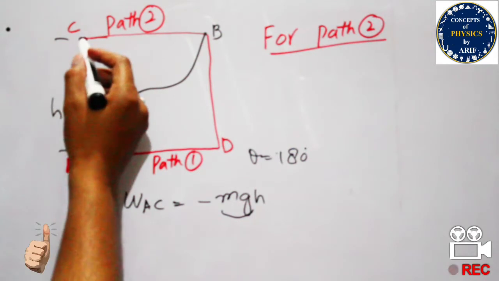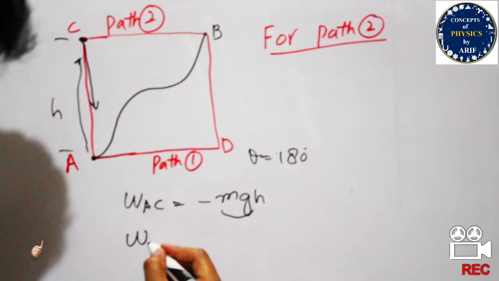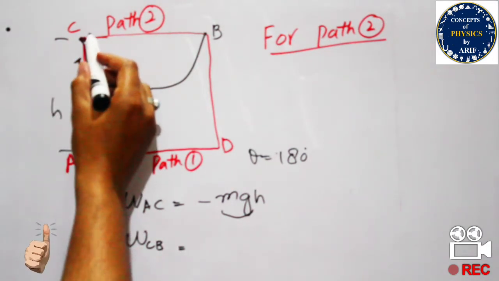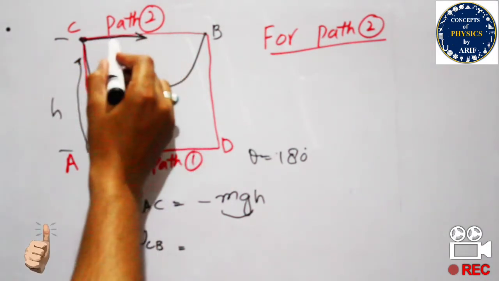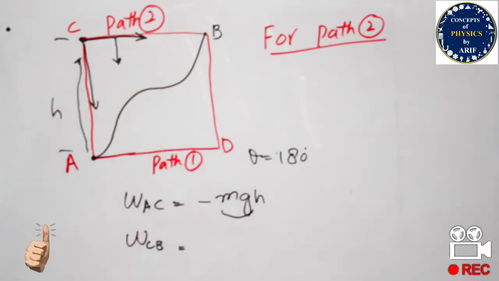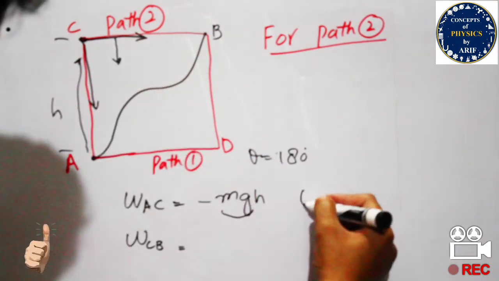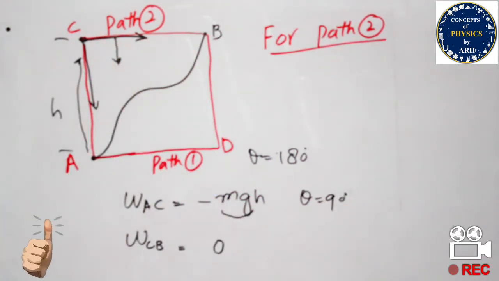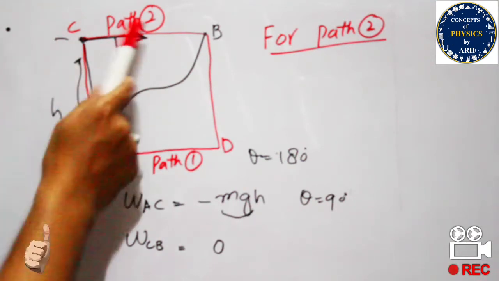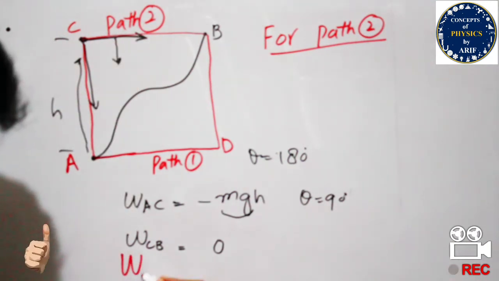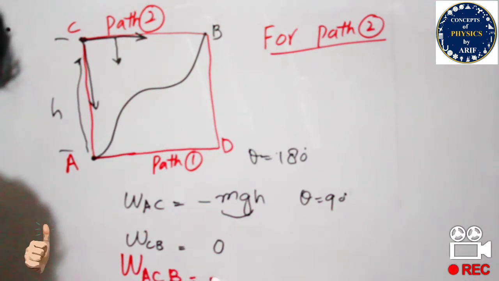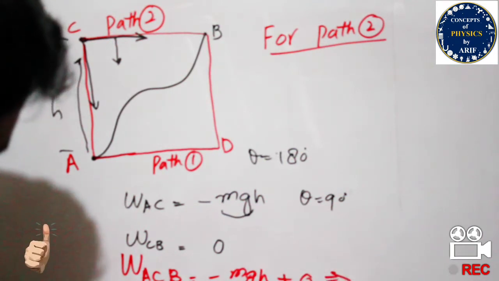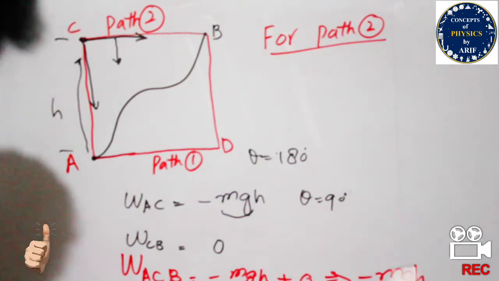But in the case of work from C to B, W_CB is equal to 0, because the body is moving in the rightward direction, but the gravitational pull is in the downward direction, so theta is 90 degrees and the work is 0. The total work from A to C and B will be W_ACB is equal to minus mgh plus 0. So the total work will be minus mgh.